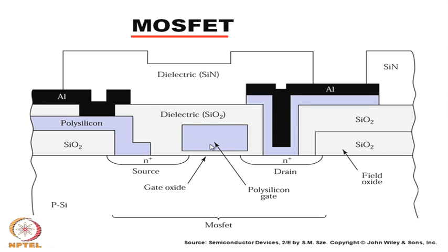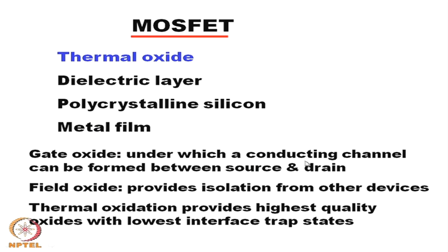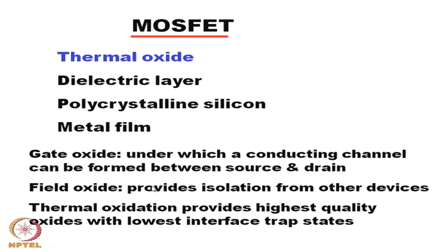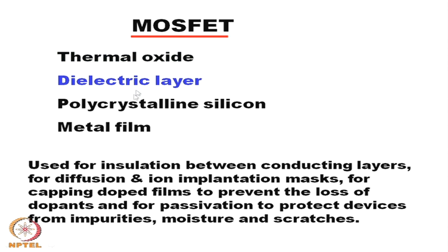The main function of the gate oxide is that under it a conducting channel is formed between the source and the drain, and also there is a field oxide which provides isolation among the devices. And apart from this gate oxide and field oxide, there can be a dielectric layer, and this dielectric layer is used for insulation between conducting layers, for diffusion and ion implantation masks, for capping doped films to prevent the loss of dopants, and for passivation to protect devices from impurities, moisture and scratches.